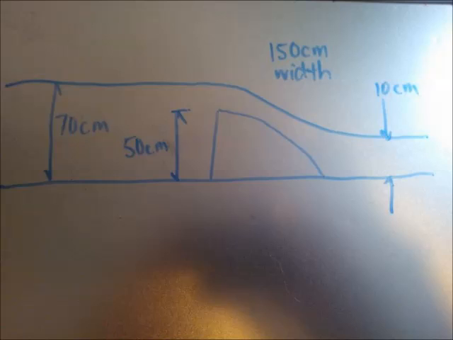Okay, so the problem wants us to find the horizontal reaction force that is acting upon the obstruction. What it gives us is a 70 centimeter height at the left, a 10 centimeter height at the right, a 50 centimeter height of the obstruction, and a 150 centimeter width. So we can assume it's a rectangular channel with a constant width of 150 centimeters. We can also neglect viscous effects. We can assume uniform velocity profiles, and we can do our business.